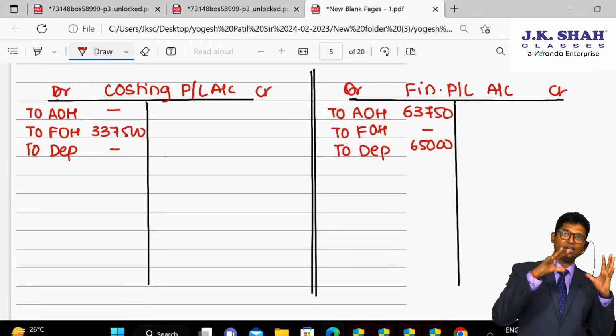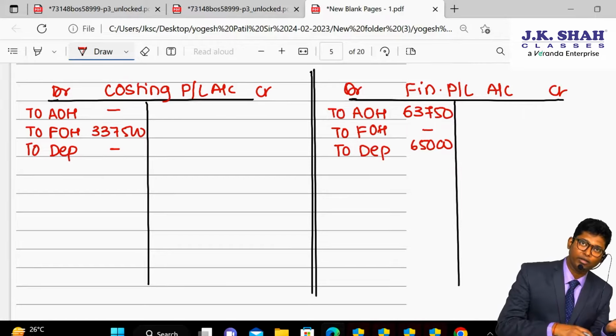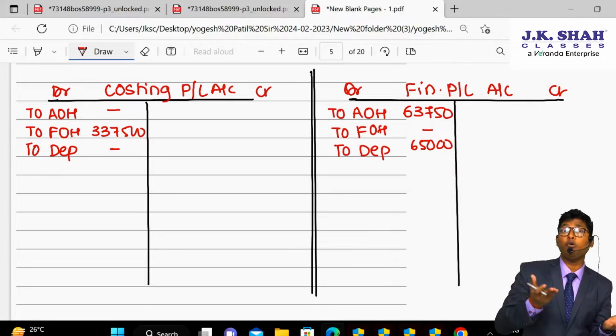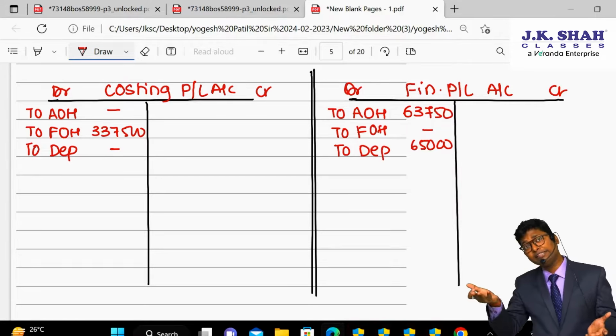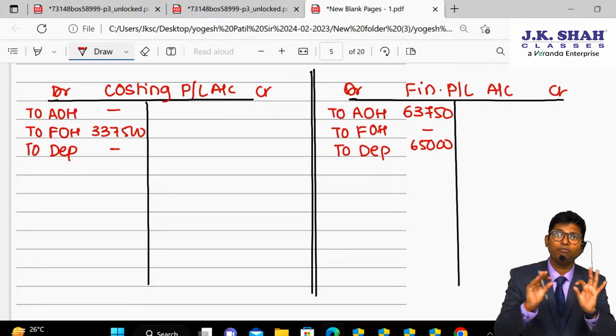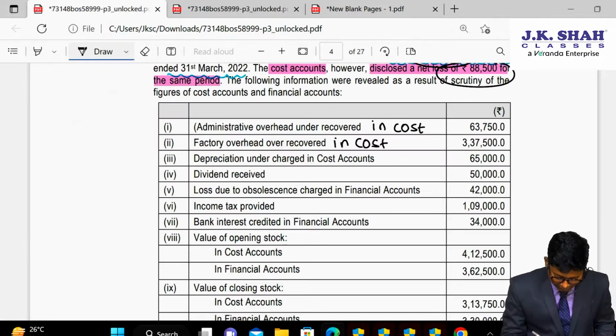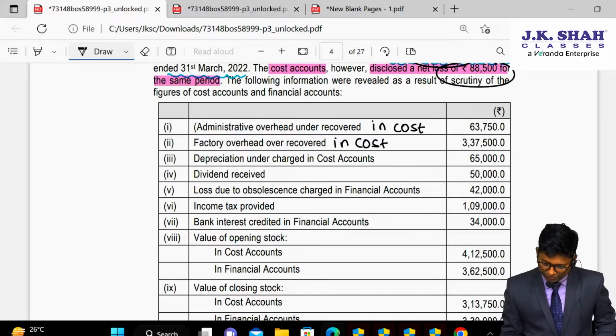If it is under recorded in costing, don't record in cost, record in finance. If it is over recorded in finance, record in finance, don't record in cost. It's all about the wordings and understanding of concepts. Next point says dividend received 50,000.